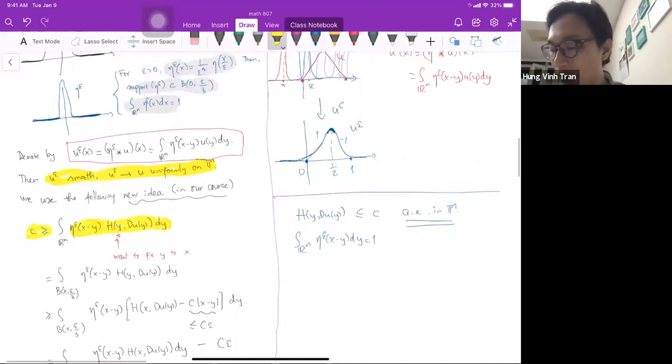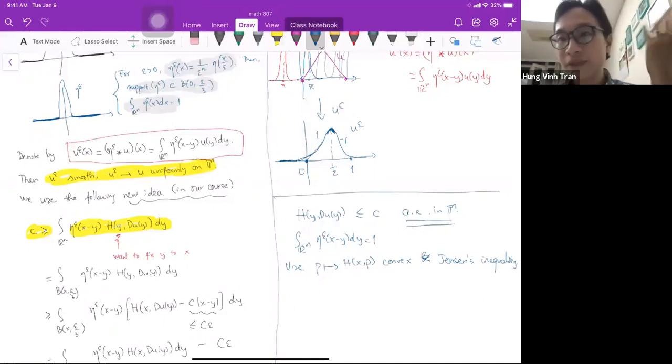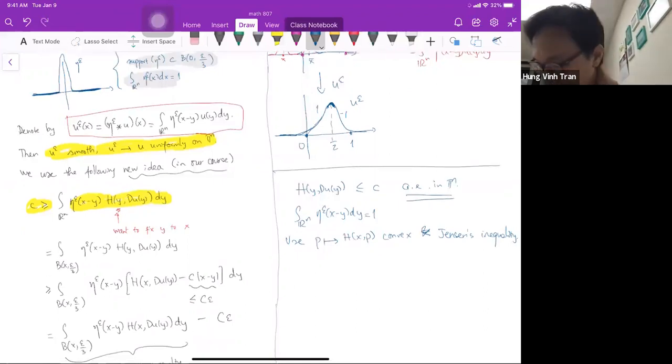All right. So now I'm going to use, crucially, the fact that P maps to H of X. P is convex, and I'm using Jensen's inequality, because convexity helps me to use the Jensen inequality. I'll recall that with you in a sort of elementary and deep way. I'll explain why, but let's do the proof first.